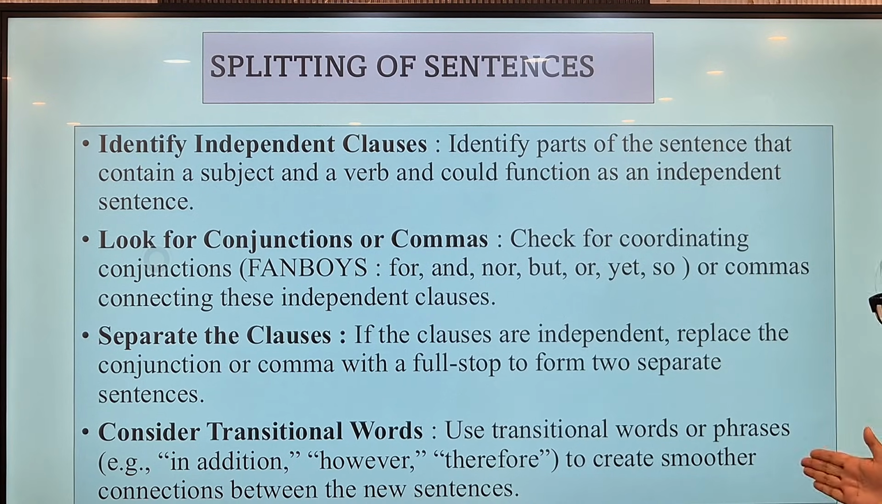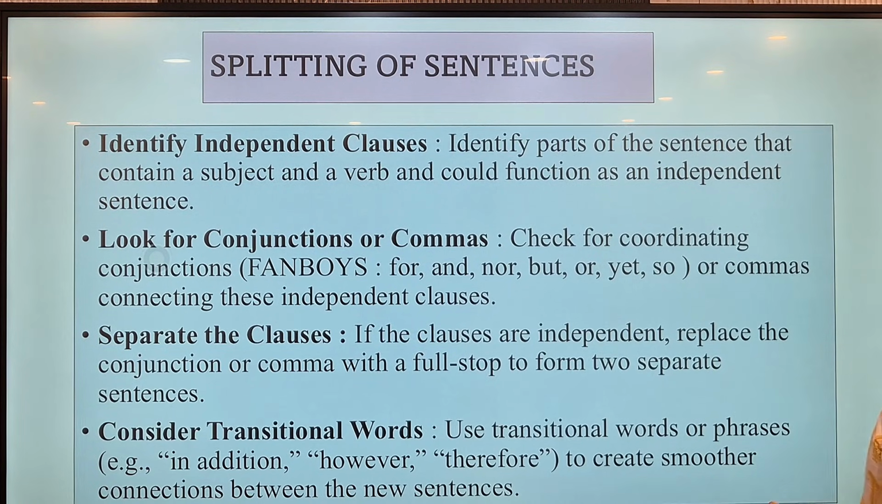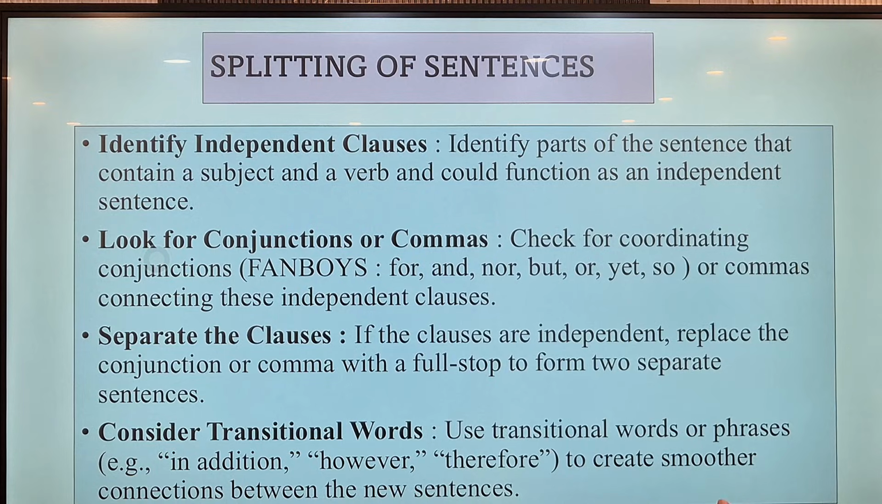When you find some transitional words like this, you can change the sentences, and from there you can separate the full sentences into small sentences.